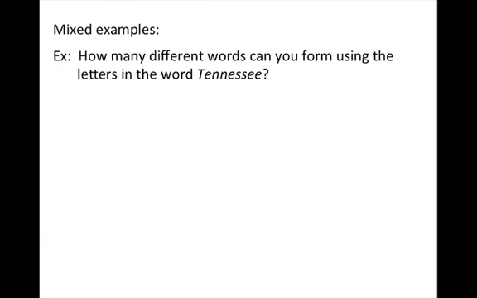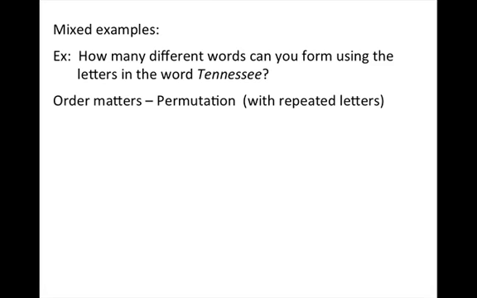Now let's look at some mixed examples from the past couple of lessons. First, how many different words can you form using the letters of the word Tennessee? I'm rearranging these letters, so order is important. So this is a permutation. It's a permutation with repeated letters, so I have to remember to divide by the factorial of the number of times the letters are repeated.